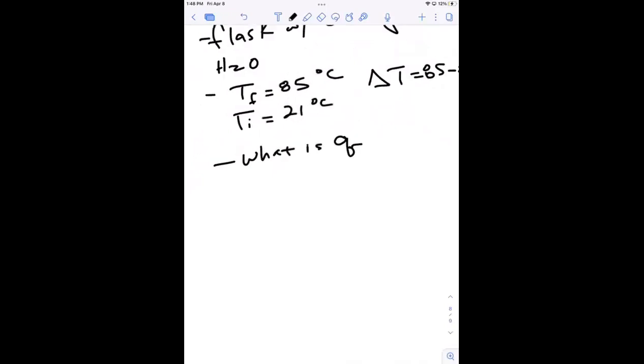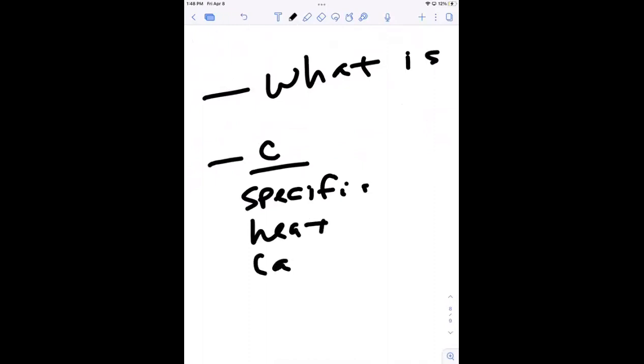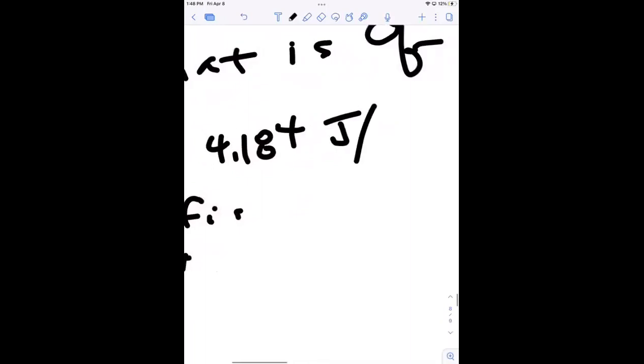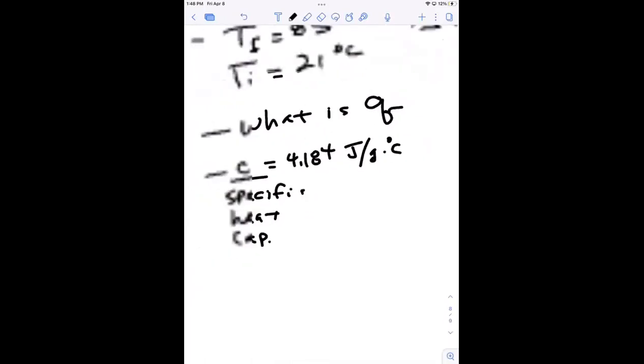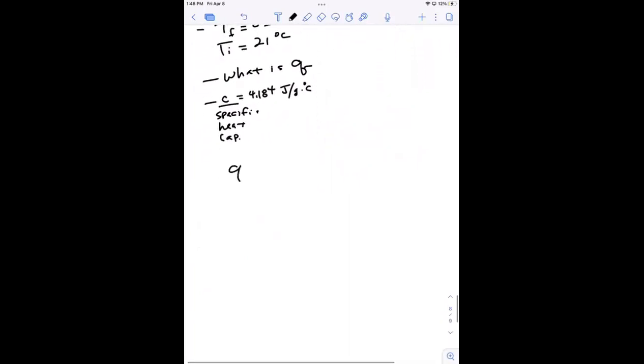The good thing is many of the specific heat capacity values are already known. For water, the specific heat capacity is 4.184, and this is the unit, joules per gram degrees Celsius. That's very important because anytime you do a calculation with a number that involves multiple units, you need to be able to cancel out those units. So if you recall the equation, it is Q over M times delta T is C, and I want to find Q.